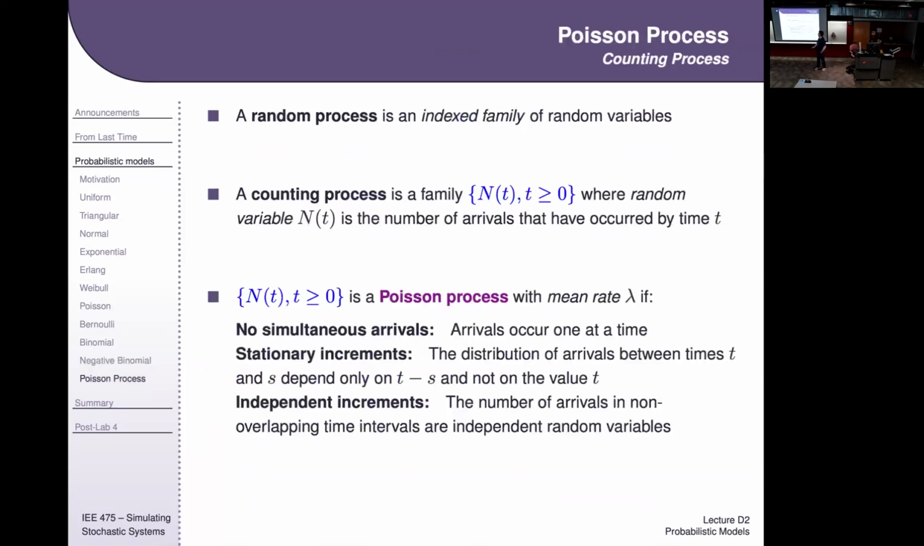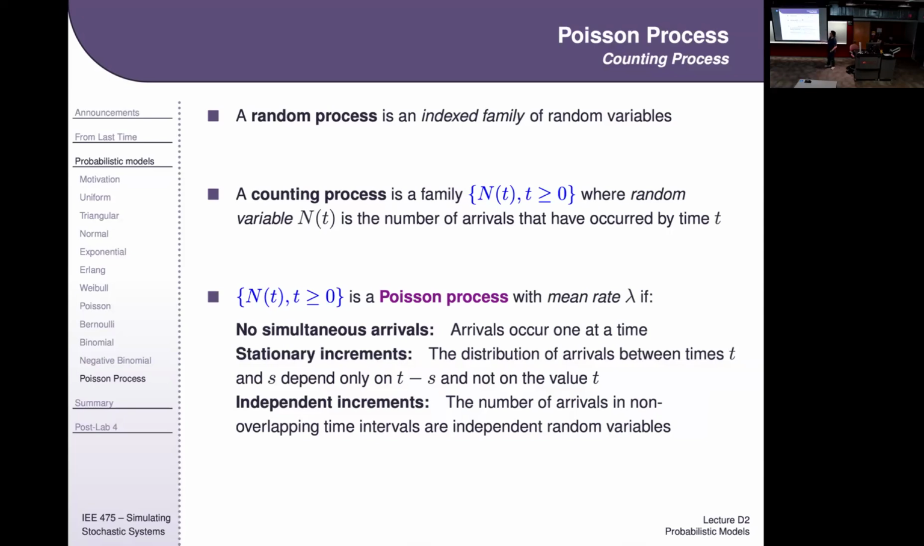Okay. And then the last really important one pulls a lot of these things together. It's one that you'll see a lot in 470 when you talk about queuing theory, and that's the Poisson process. So that introduces a new term. We talked about a random variable, so we need to also define a random process. A random process is an indexed family of random variables. What do I mean by that? Well, let me give a special example.